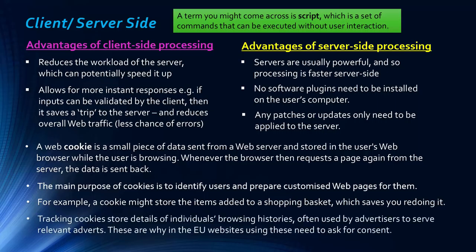This is what you've probably heard of because you see messages on every website you go to. Tracking cookies are cookies that store details of individuals' browsing histories, and often this data is used by advertisers to serve relevant adverts. So you'll be shopping for something, go on another website, and magically you'll have an advert with the same thing you just looked at. This is used by advertisers, obviously it's beneficial for them. And this is why in the EU, websites now have to ask for your consent. You know, you have those messages saying that by using the website you accept using cookies. And so this is what that means.